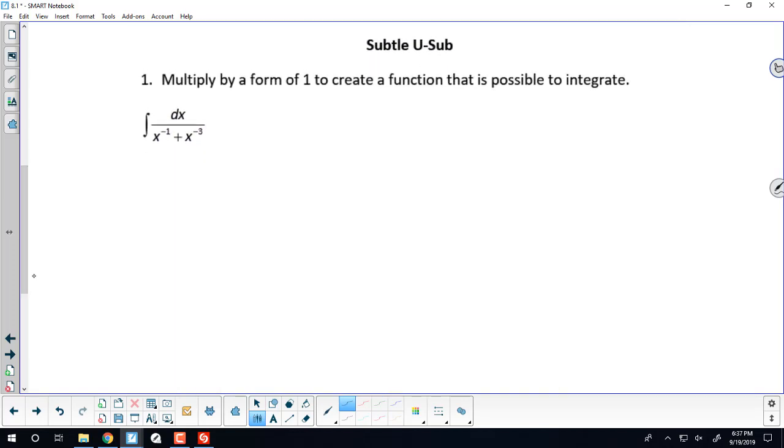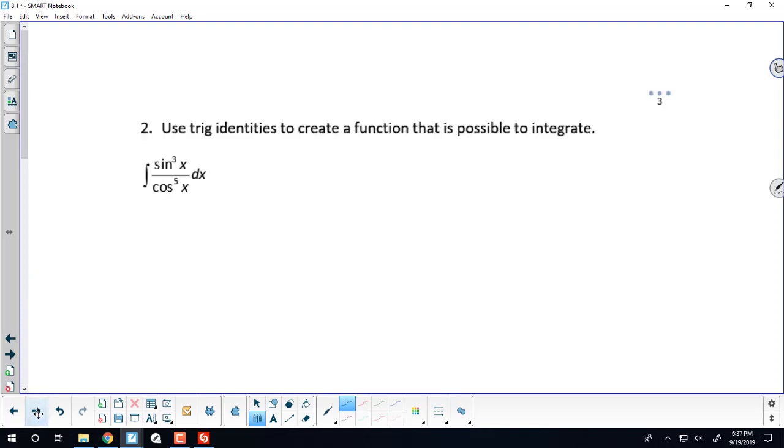The next section in 8.2, we look at how we undo the product rule. And I do want to come back to this first example. So again, no new techniques are presented in 8.1 for integrating. It says use trig identities to create a function that's possible to integrate. So it's sine cubed over cosine to the 5th.